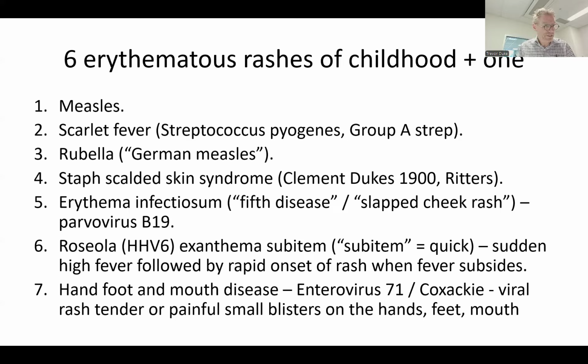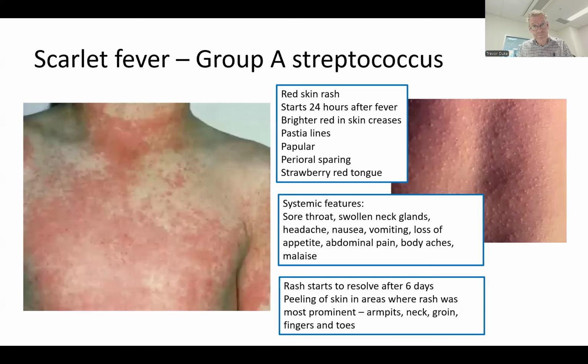Then the last infection I wanted to touch on, I'll show some pictures of all of these, is hand, foot and mouth disease. That's due to enterovirus 71. It produces a rash that's very tender and painful, tiny little not pustules, but blisters on the hands, feet, and small ulcers within the mouth. Again, usually that's quite a benign disease, but sometimes in some populations it can cause encephalitis or other problems like myocarditis. I'll explain that as we go.